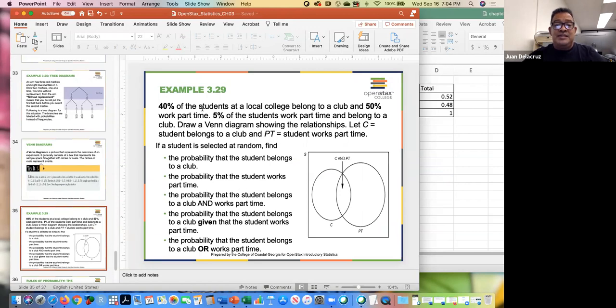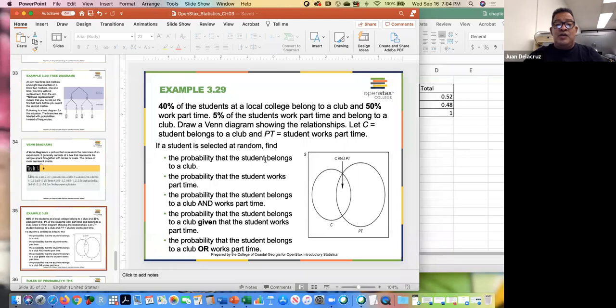So we have an example of a Venn diagram. In this case, 40% of students in a local college belong to a club. This is the people who belong to a club. And 50% of the students work part-time. So this is the part-time group, this is the college, and in the middle we have 5% of the students who work and belong to a club.